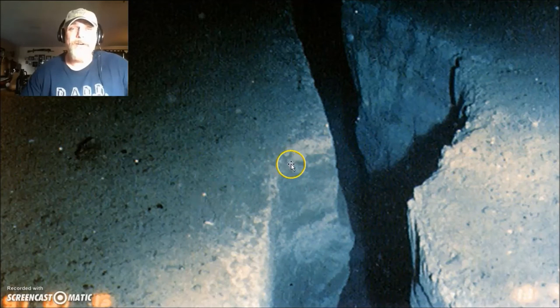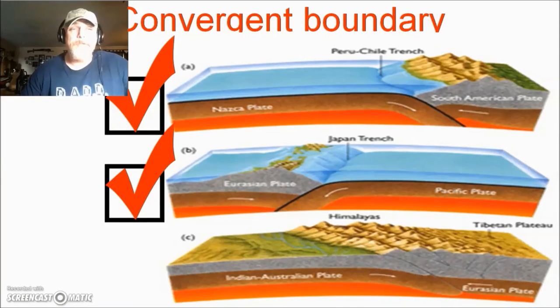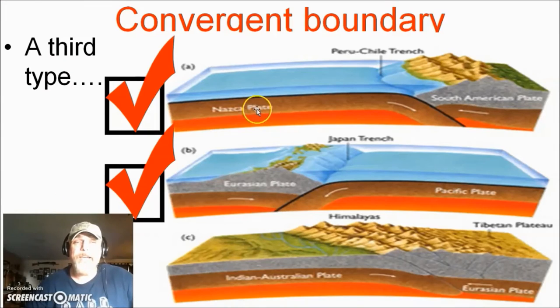Here you see a photo of the ocean trench right off the coast of Japan. And again, for something like this, you'd normally need a special submersible to go down very, very deep as the pressure increases with depth. So we got two of these down. Here we had oceanic plate versus continental plate. Here we have oceanic versus oceanic. And of course, we're left now with continental versus continental.